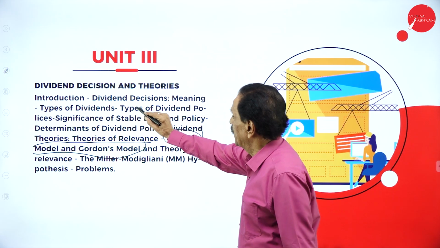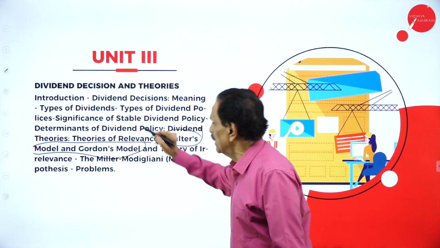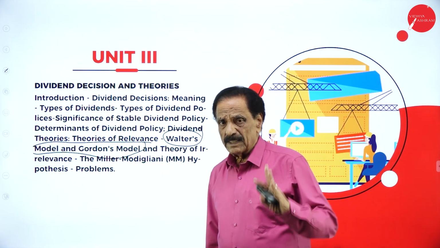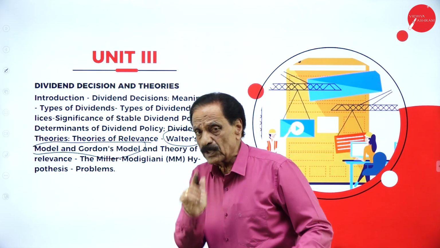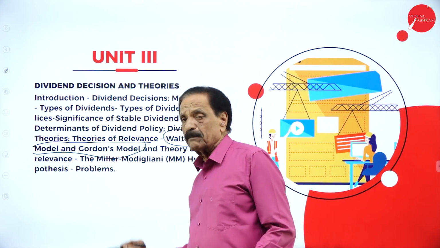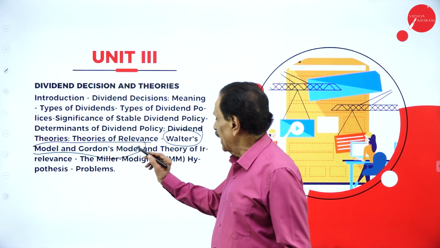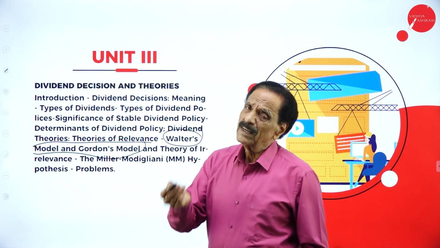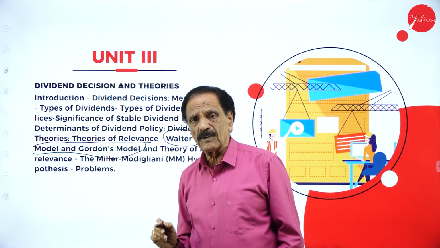Unit 3, dividend decision and theories, introduction. There are two major types of dividend models. One is called Walters model, one is called the Gordon model. Generally they may ask Walters model or they may ask Gordon model for 15 marks.